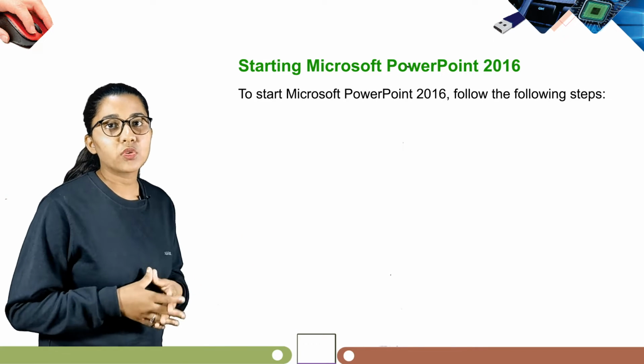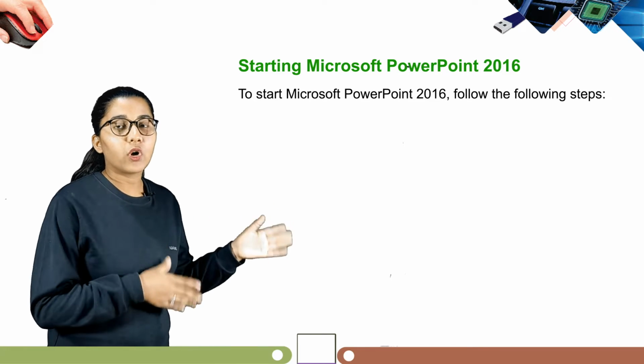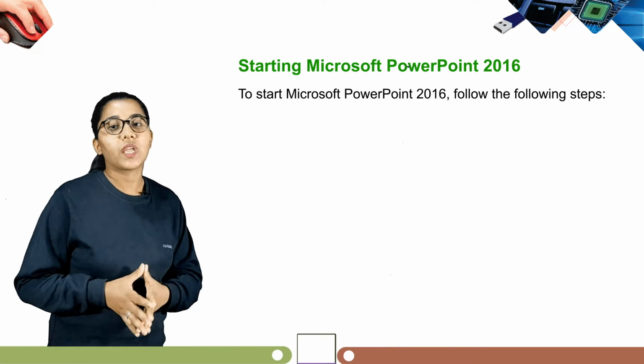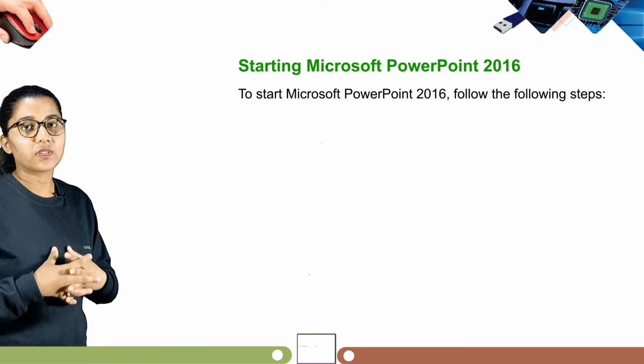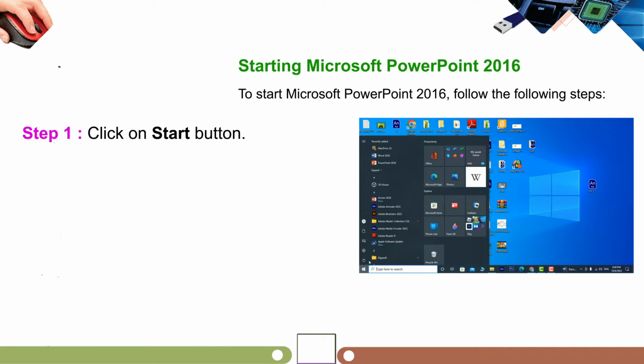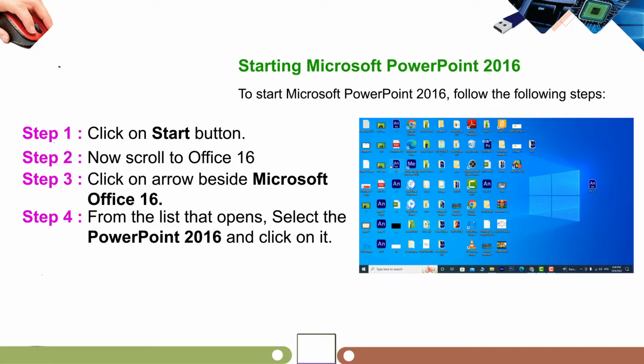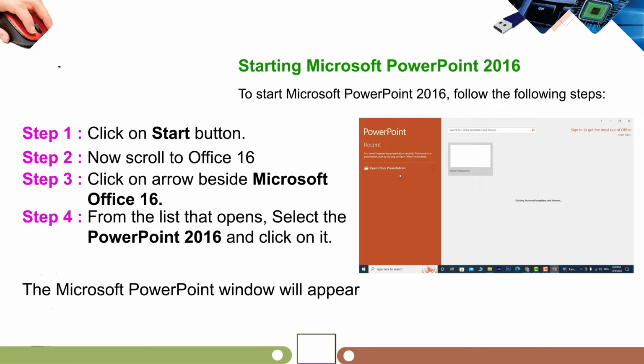So our next topic is starting Microsoft PowerPoint 2016. To start Microsoft PowerPoint 2016, follow the following steps. You have to follow these steps if you want to start Microsoft PowerPoint. Step 1 is click on start button. Step 2, now scroll to Office 16. Now click on the arrow beside Microsoft Office 16. Now from the list that opens, select the PowerPoint 2016 and click on it. The Microsoft PowerPoint window will appear. So this is how you will start MS PowerPoint 2016.